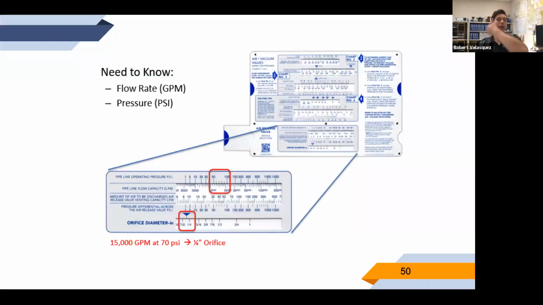Here's a little example, kind of using a slide rule. We have these. We also have online calculators. But let's say I'm going to be doing 1,500 gallons per minute, and it's going to be 70 psi. So based on this little slide rule in this chart, for 1,500 gallons per minute, I need a 1/4 inch orifice, because 1,500 gallons a minute is going to cause air to collect up, but a 1/4 inch orifice will allow air to escape faster.